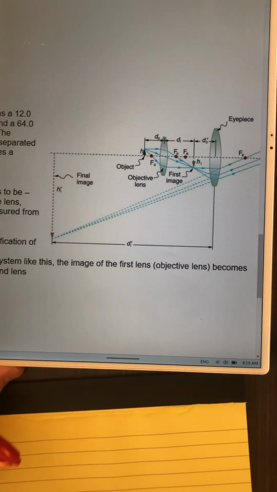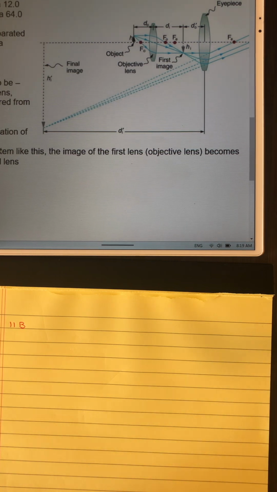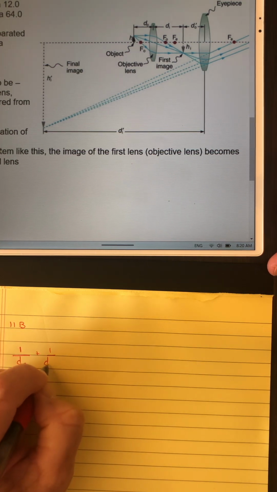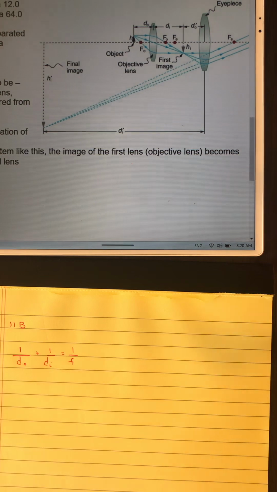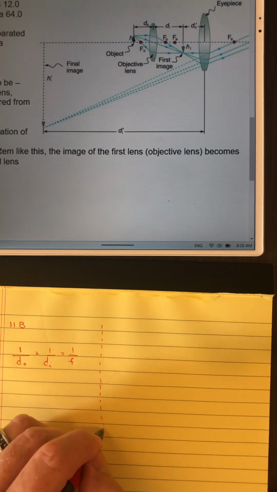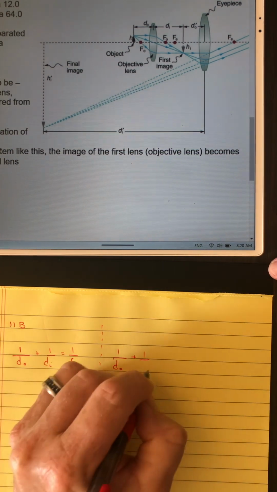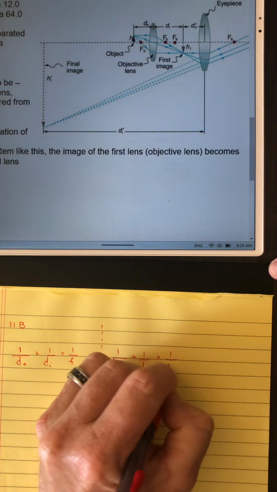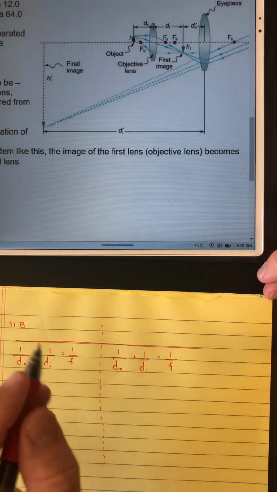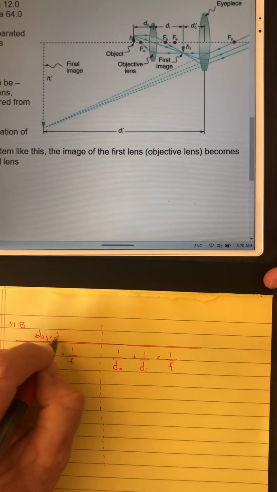Let me put this near the top of the screen here, and then just write out the two main equations. That is 1 over the object distance plus 1 over the image distance is 1 over the focal length. But let me also split my paper in half, because I need to do this a second time. I will call this first column what's going on for the first lens, which was the objective lens.